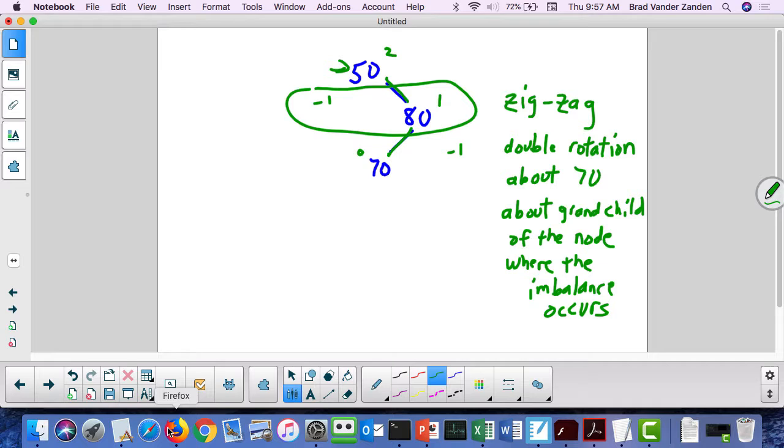So in this case, the first rotation is to rotate 80 down. So you're going to end up with 80 rotating down and becoming the right child of 70. And then the second rotation brings 50 down, and you end up with that tree right there. Okay? When I do it, I find it easiest to do two single rotations. But if you prefer, you could also memorize it.